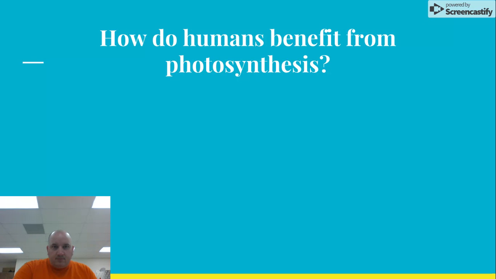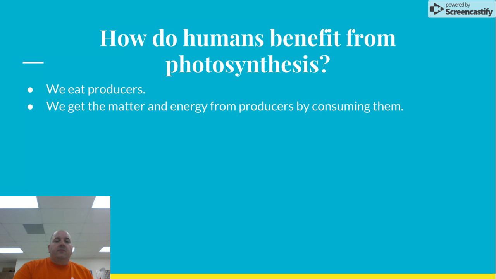How do humans benefit from photosynthesis? Our bodies can't create our own food, so we have to eat producers. If you're one of those weird people who likes to eat salad, more power to you. We're getting the energy from photosynthesis by eating those things. If you're like me and like to eat cheeseburgers, that cheeseburger comes from a cow. The cow is eating the grass, and the grass is photosynthesizing. So we either eat the things that photosynthesize, or we eat the things that eat the things that photosynthesize.